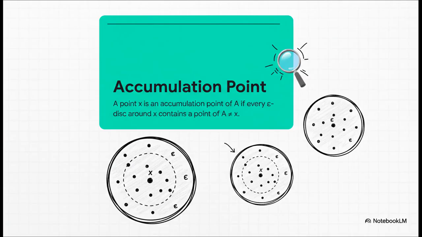Okay, so here's the official definition from the book. A point X is an accumulation point if, for every epsilon disk you draw around it, no matter how ridiculously impossibly small, you're guaranteed to find at least one other point from your set in there. It's a point that is never, ever truly isolated from the rest of the set.